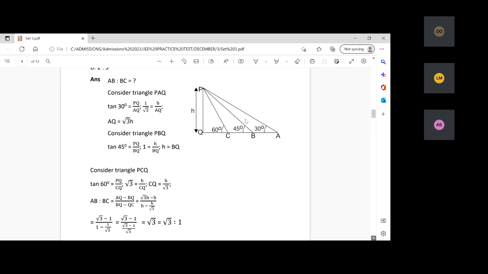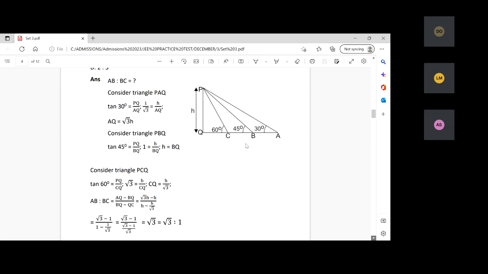Now consider the next triangle, which is PBQ. Here tan 45 is PQ by BQ, which is H by BQ. 1 is equal to H by BQ, so you get H is equal to BQ. Now consider the next triangle PCQ. Here tan 60 equal to root 3 is equal to PQ by QC, which is H by QC. So you have CQ as H by root 3.